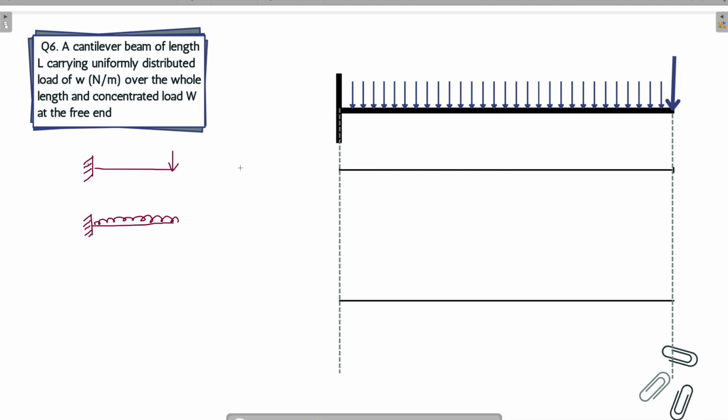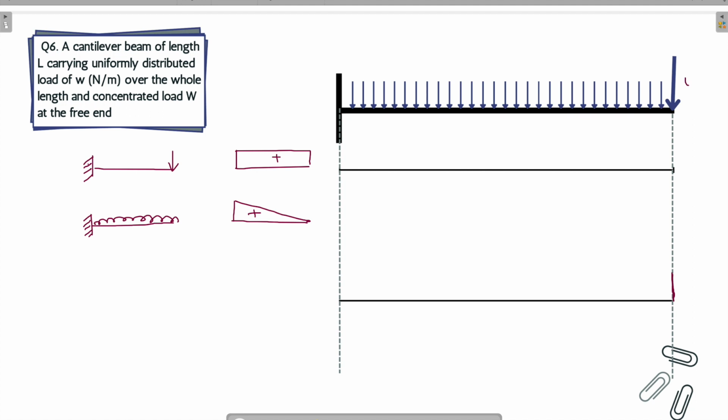Now we know that the shear force diagram for this one is like this. We have already done that. And the shear force diagram for this one is like this, right? In the previous question, we have done this. If we apply both of them, we'll get the shear force diagram for this beam.